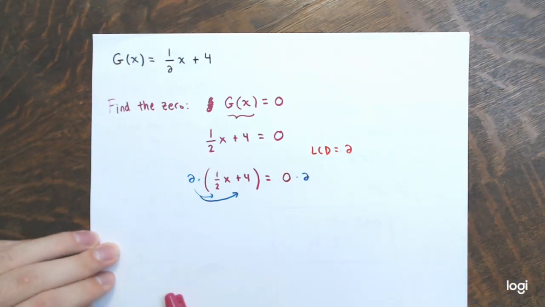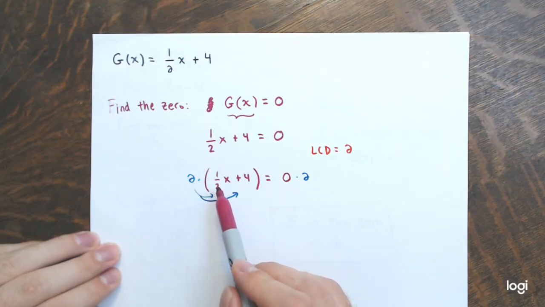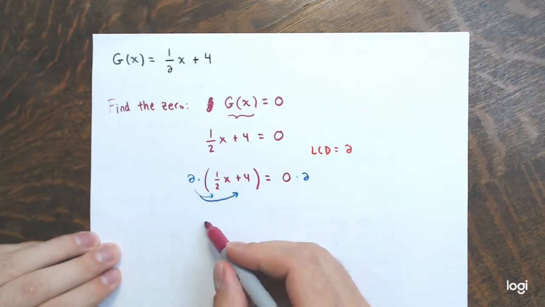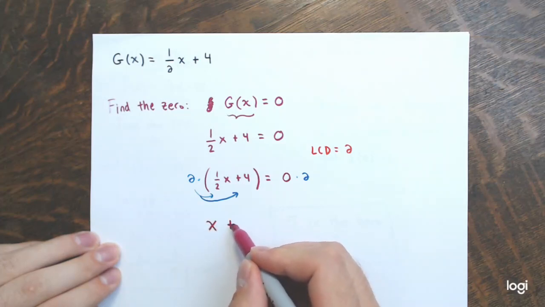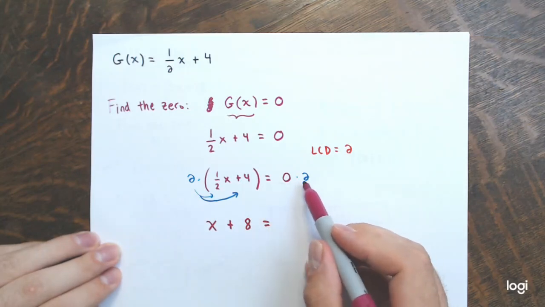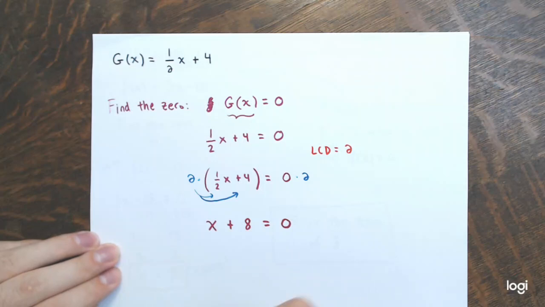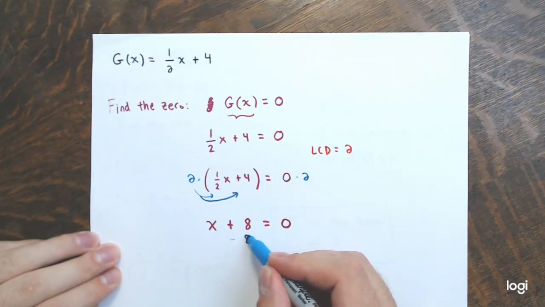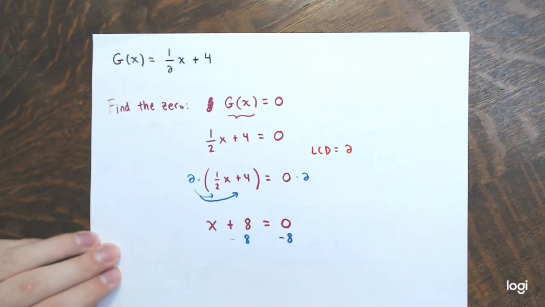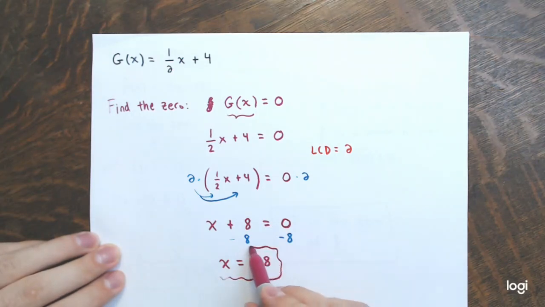When you multiply 2 by a half, that gives you 1. The 2's would cancel, leaving me with 1x plus, and then 2 times 4 is 8. And on the other side, 0 times 2 is still 0. And then finally, get x alone. I would subtract the 8. And the value of x we're looking for, the input that we need to get an output of 0, looks like -8. And again, don't forget to check the solution.